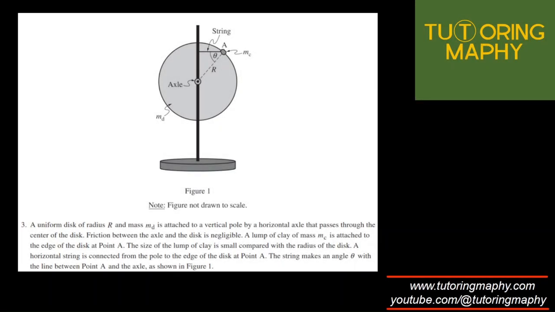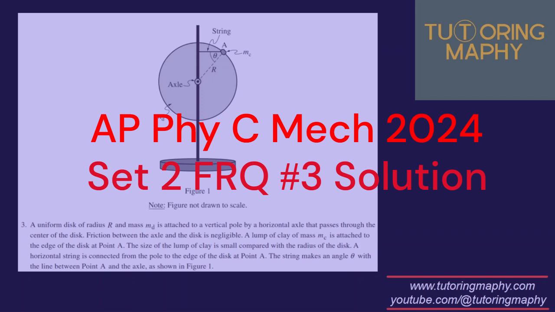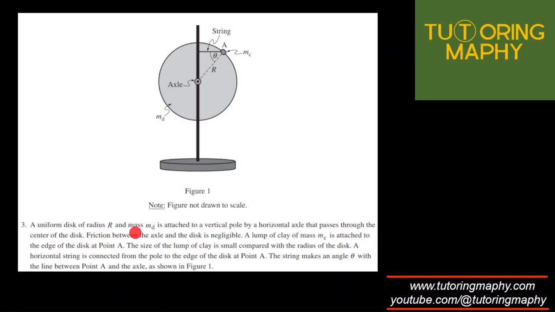Let's talk about question number 3 of AP Physics C 2024 Mechanics Solution Set 2. There's a uniform disk of radius r and mass m sub d attached to the vertical pole by a horizontal axle that passes through the center of the disk. So here we have an axle and this is the vertical pole.